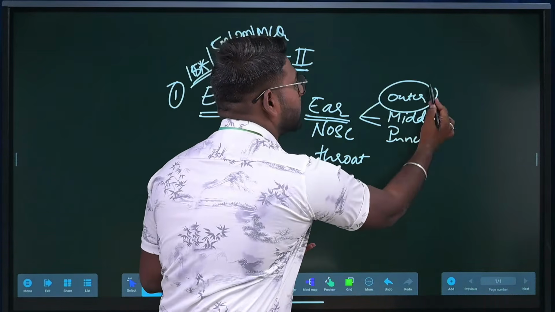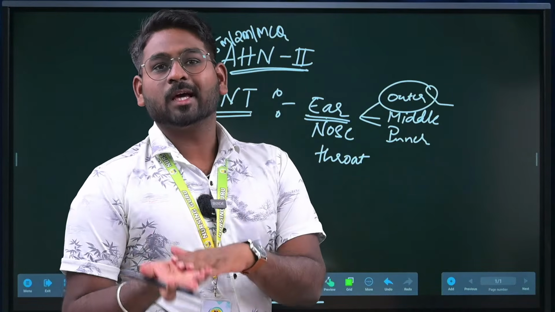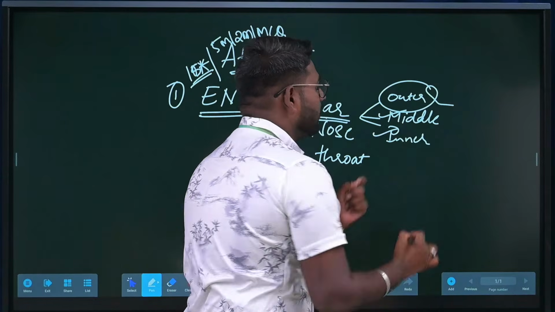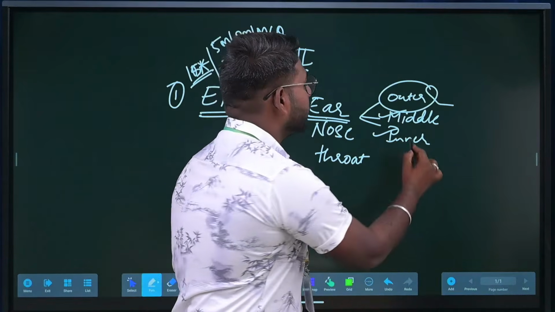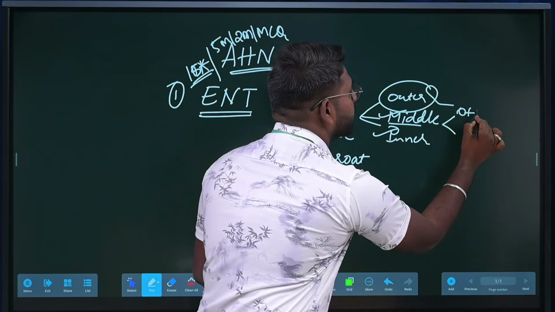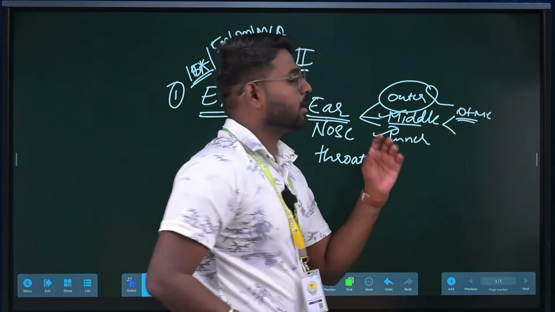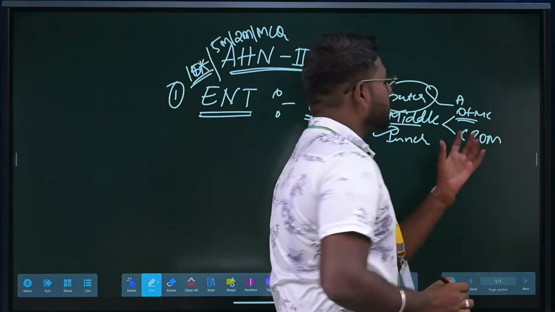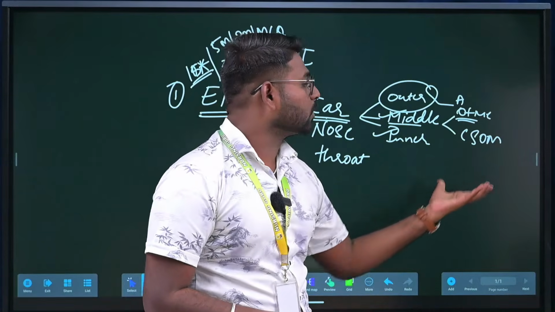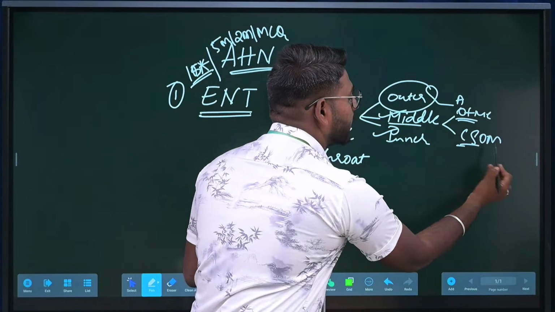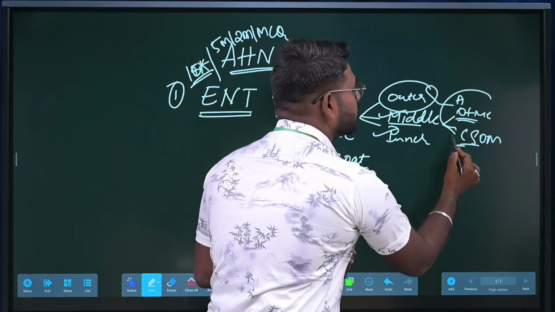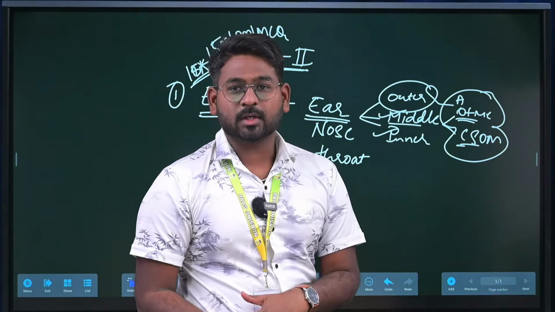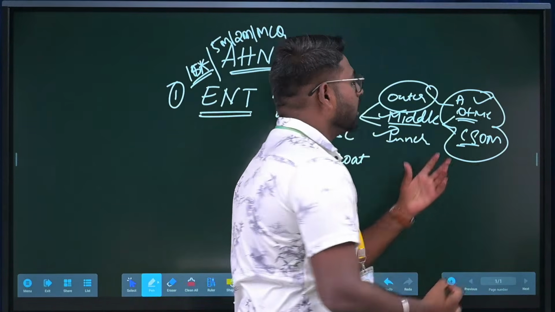In the outer ear we have conditions like ear wax. Very important here are the middle ear and the inner ear. In the middle ear we have 2: otitis media, acute otitis media, and chronic otitis media, the chronic suppurative otitis media, CSOM. These 2 are very high yield topics. The 10 marks question for tomorrow's examination may come from these 2 conditions.